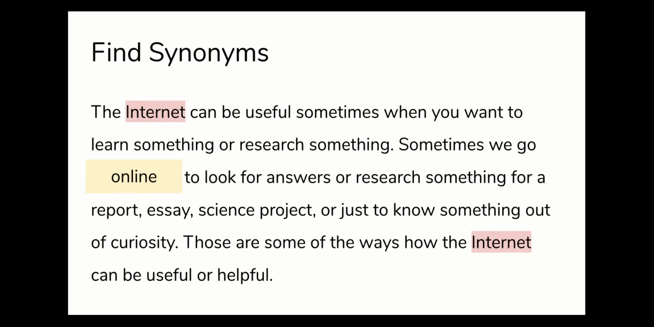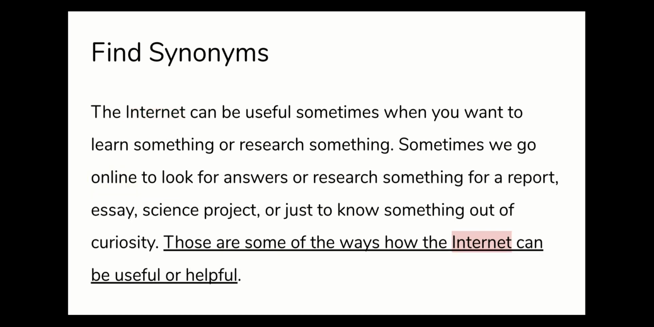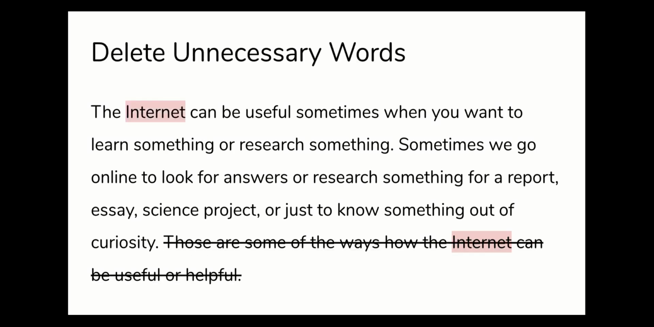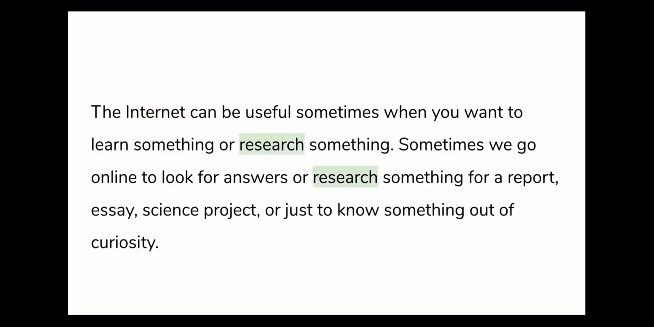So let's replace it. And that third use of "internet," well, do we really need that sentence? "Those are some of the ways how the internet can be useful or helpful." I don't think we need that. We've just said how it can be useful or helpful. So we're going to just cross it out and we don't need it. Now, let's take care of the repetition of "research." So we need a synonym for this second repetition of "research."